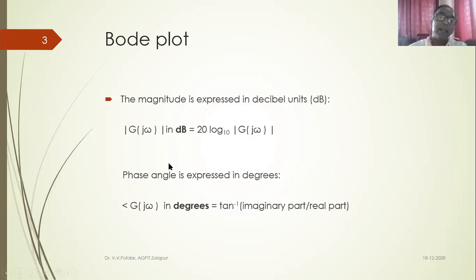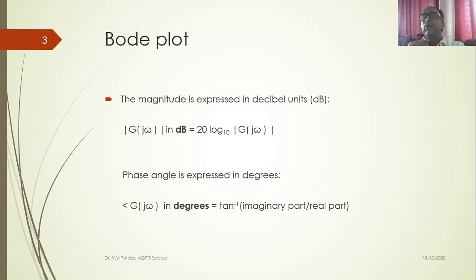And similarly, the phase angle. How to get the phase angle in degrees? Please be attentive: the phase angle of G(j omega) in degrees is equal to tan inverse of the ratio of imaginary part upon real part. Now if we have the term 1 plus j omega, a complex number, s equal to 1 plus j omega, what is the real part?